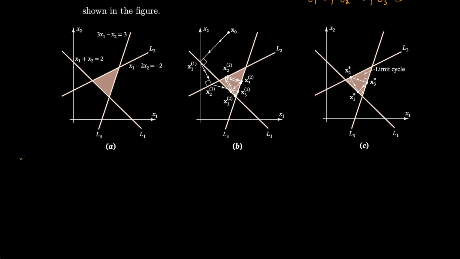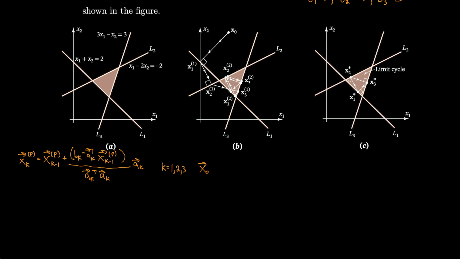In general, our formula for the projections is xk p will be equal to the previous one, xk minus 1 p, plus (bk minus ak transpose times xk minus 1 p) divided by (ak transpose ak), and we'll multiply by ak. Okay, so that means we'll do that for k equals 1, 2, and 3.